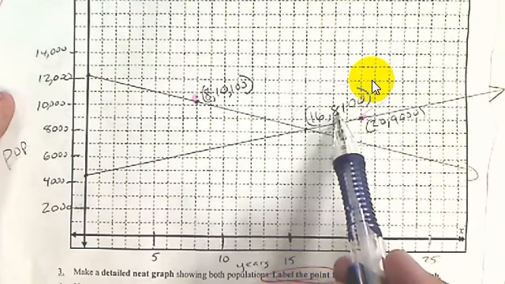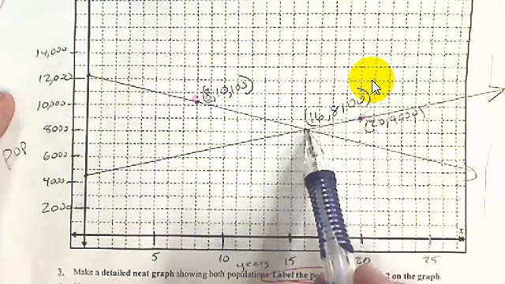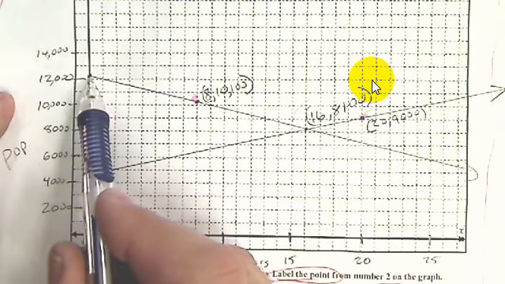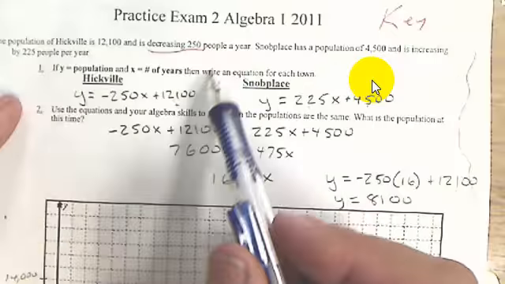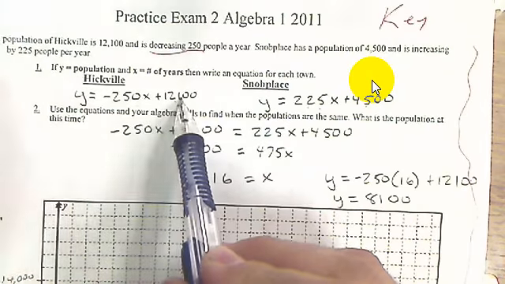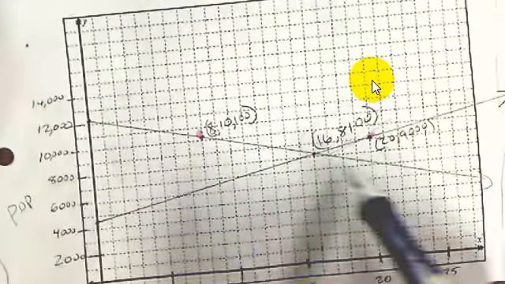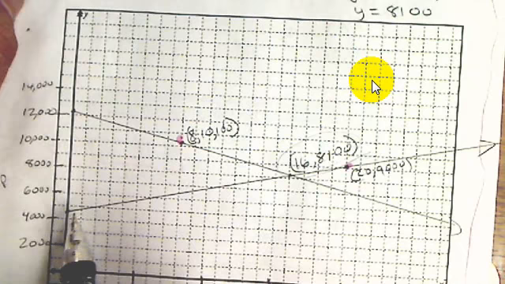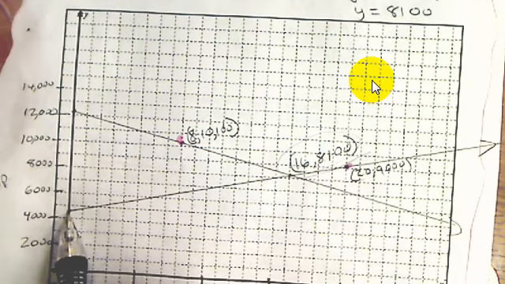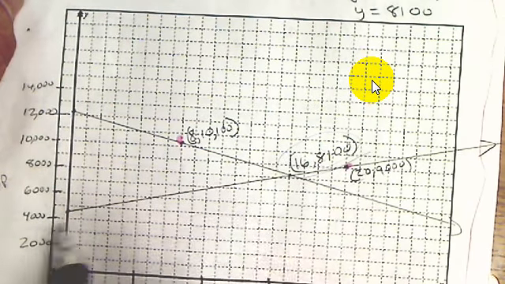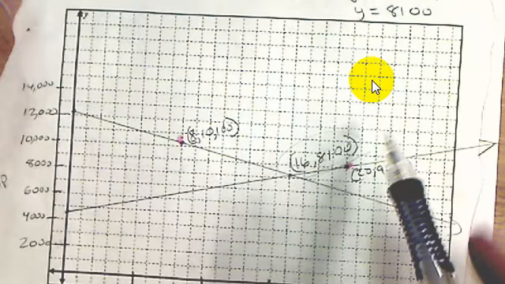I knew 16, 8,100, put a dot. I knew the y-intercept. It's going to be 12,000 from my equation here. See the equation? 12,000. And I drew my line. Did the same thing with the other equation. It was at 4,500. There's a dot, and it goes through that point, so I drew a line. Labeled my point of intersection.